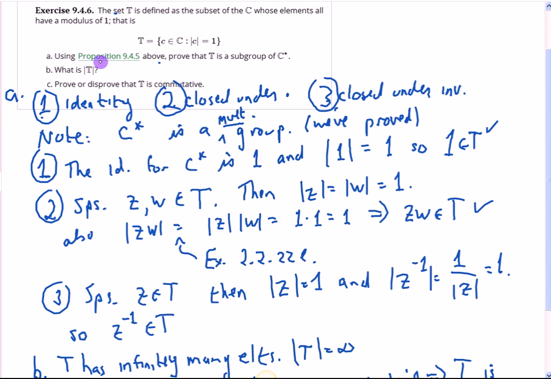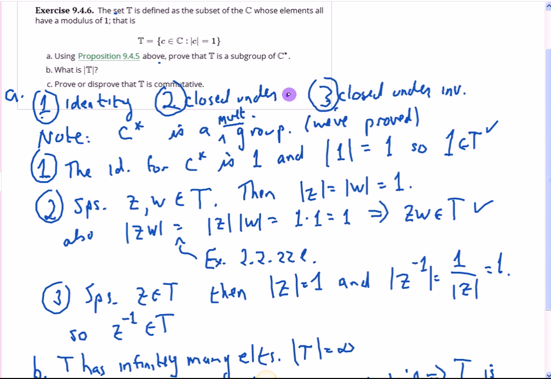Part A, using proposition 9.4.5, prove that T is a subgroup of C star. Proposition 9.4.5 has three conditions. First, you have to show that the identity element is in the set T. Then I need to show that the set T is closed under the group operation, which happens to be multiplication. You can tell it's multiplication because it's C star. C star means that there's no zero in the set. If there's not a zero, it must be a multiplicative group. Whenever you see a star, that means it's a multiplicative group.